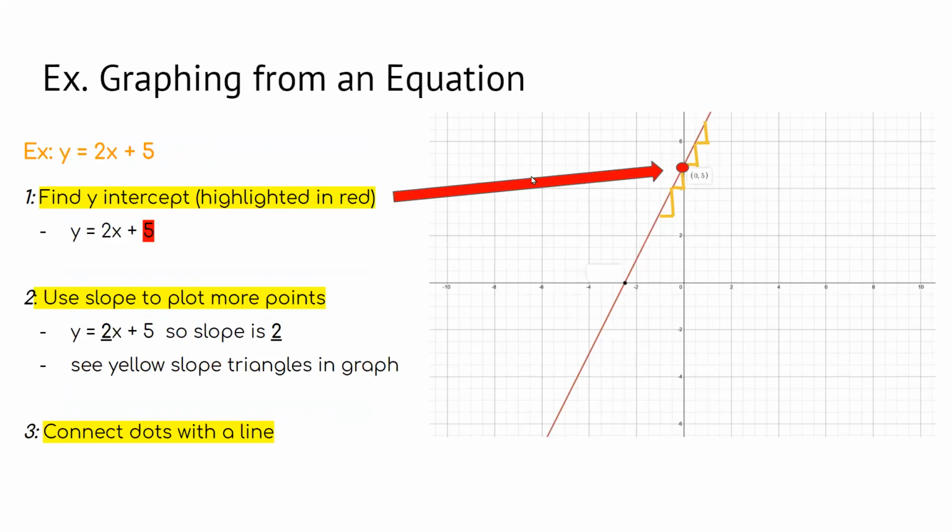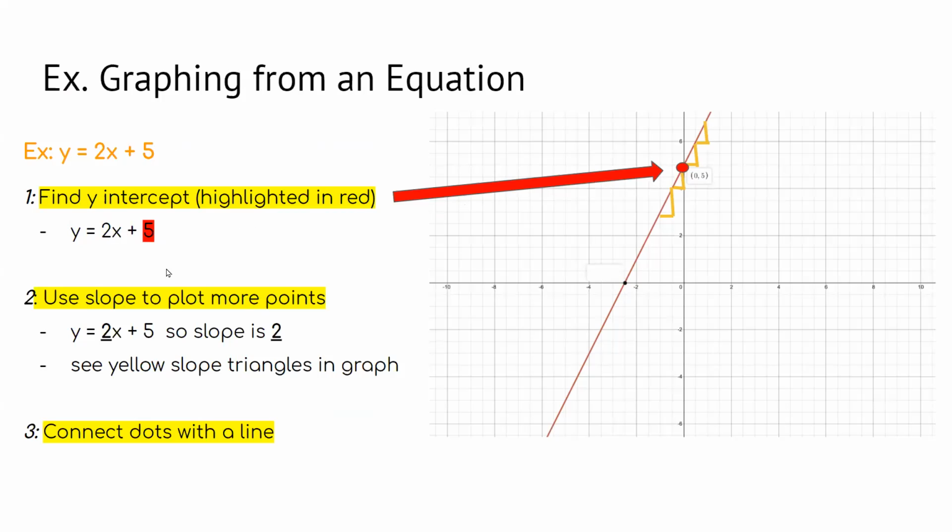Looking at a graph from an equation, we are given the equation, right? y equals 2x plus 5. So here we must identify the important parts of this equation. We have two important parts, which are the slope and the y-intercept. So let's look at the y-intercept first. We first find it, it's highlighted in red. We know that the y-intercept is 5. So on the graph, we go up, we see the 5, and where the red dot is, that's the y-intercept.